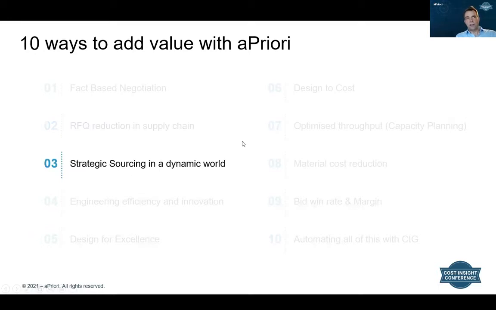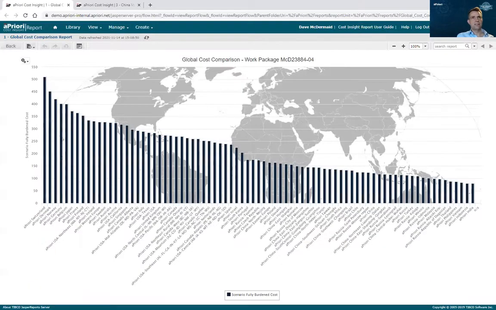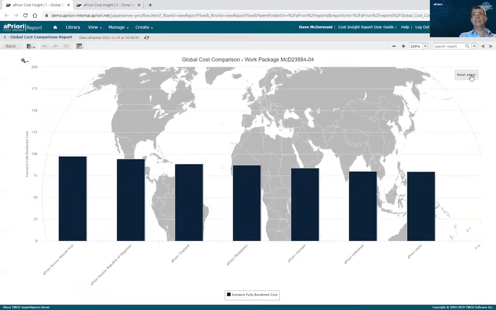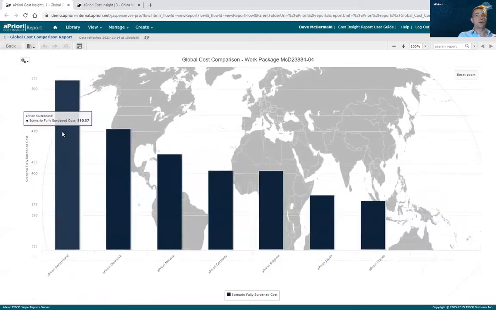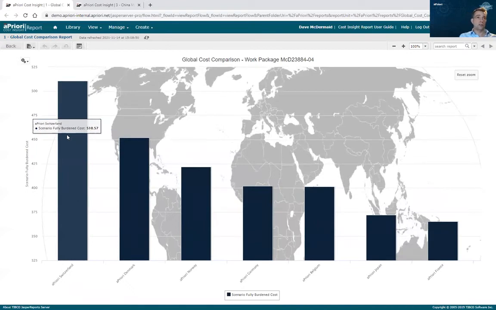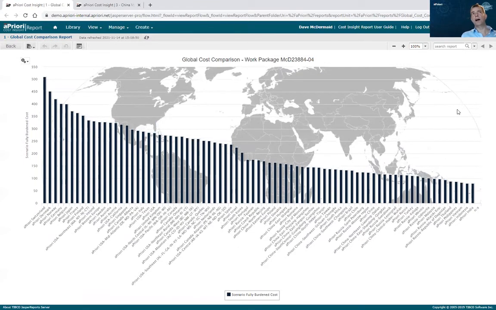We also use aPriori in the strategic sourcing world. Now, strategic sourcing is a bit of a broad church, but there are many ways we can use the fact that aPriori provides simulations very, very quickly. So for example, I can take one component and simulate it in 79 countries of the world. And I can see that it's very cheap over in India and Vietnam, as you'd expect to see, and very expensive over in Switzerland and the Nordics. That's not a surprise. It's not news to me, but what is news is by how much? What is the actual difference?